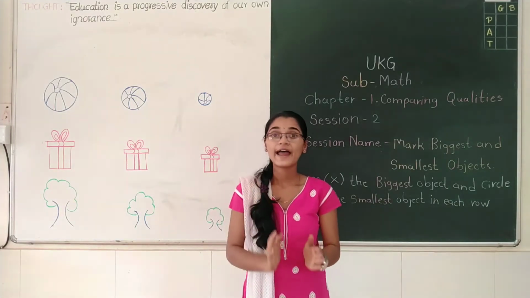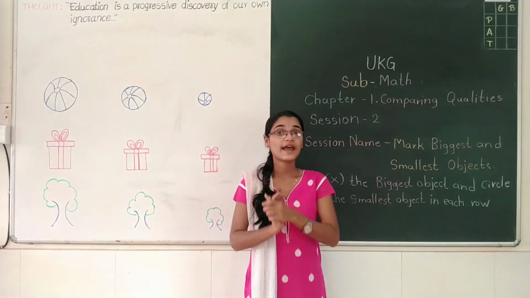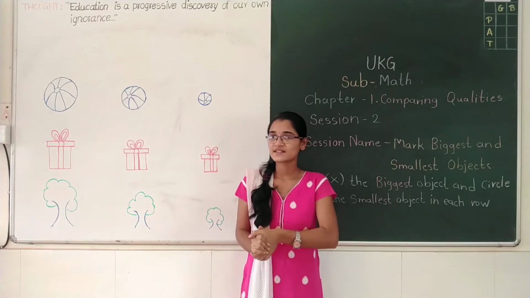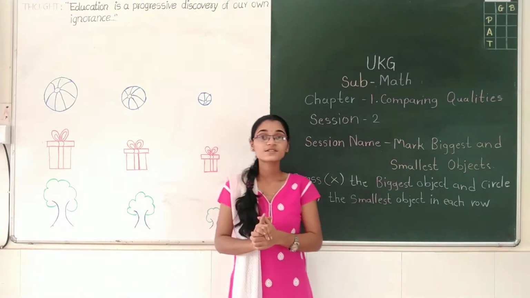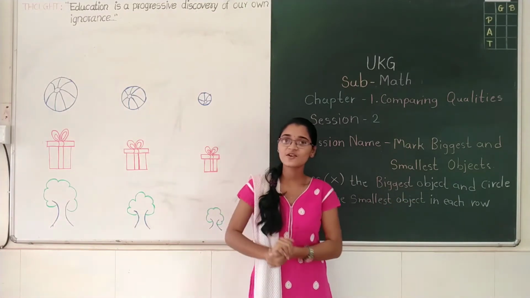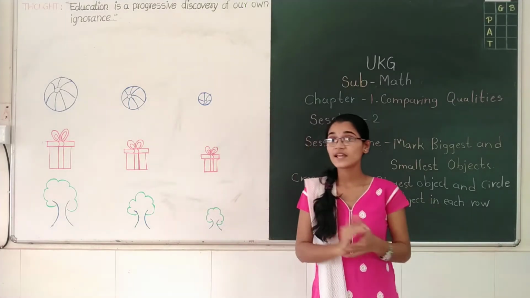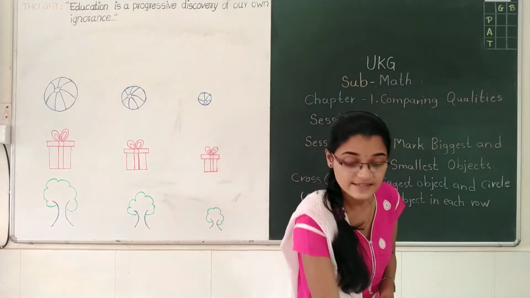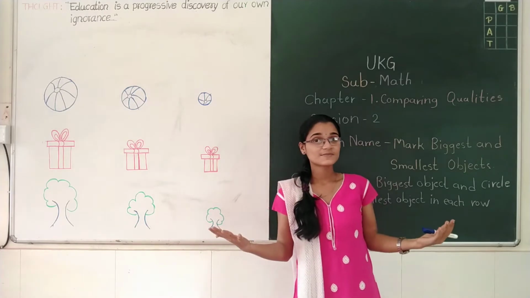Here you have to cross the biggest object and circle the smallest object. You have to cross the biggest and circle the smallest object. Okay, now look at here. As you can see, I have drawn some pictures here. In the first row, I have drawn some balls.